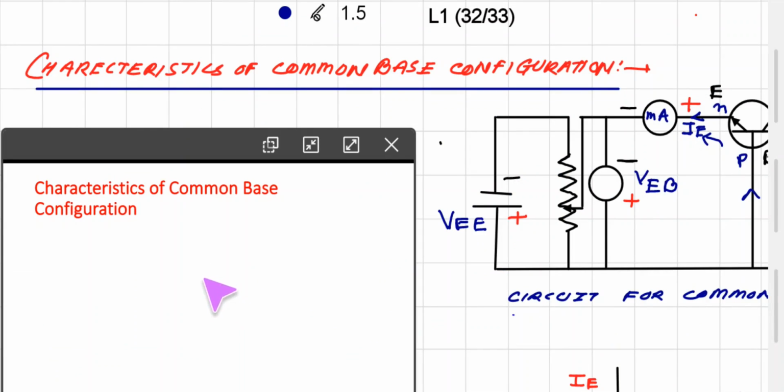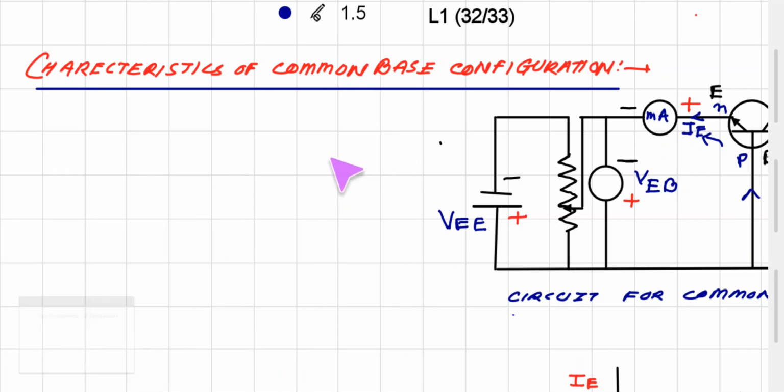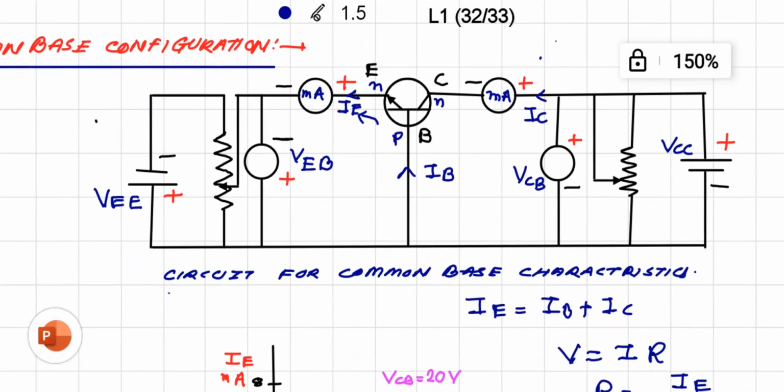Now let us consider the characteristics of common base configuration. Here we are going to study the input characteristics and output characteristics of the common base configuration. You see the circuit shown here, a common base configuration. The base is common, the input side is connected to the emitter, where IE is the current, and on the output side the base is common and collector current flows through the collector. We are talking about the input configuration and input characteristics.